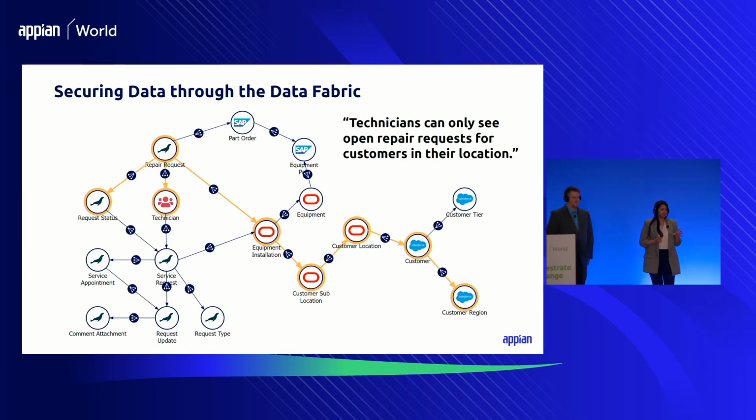So to dive more into row-level security, let's take an example. A rule like technicians can only see open repair requests for customers in their location seems like a very reasonable request to ask. But across data sources, this is actually very hard to implement. It's really slow, it's painful, and it needs custom code. But once you have all these record types in Data Fabric, you're easily able to create these row-level security features for your records, and we will comply through these across your sources.